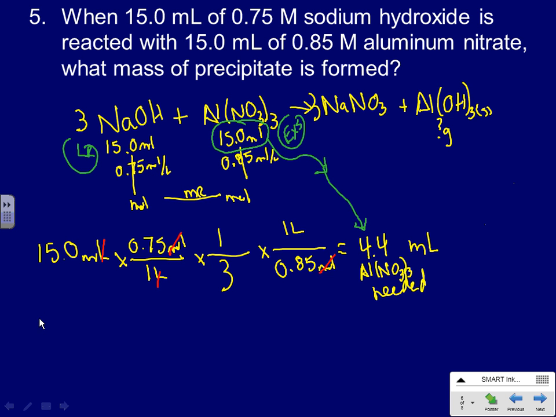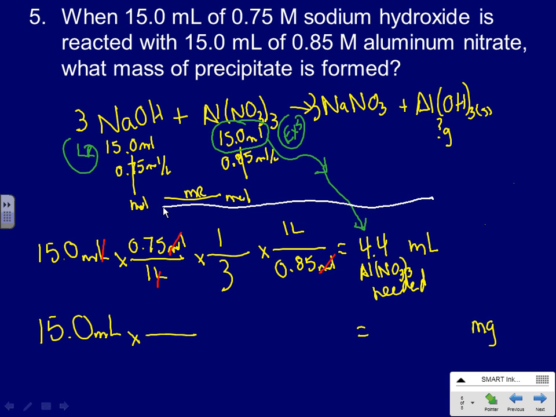If I use 15 milliliters as my starting number, what's my mass going to be at the end? Yeah, it'll be in milligrams. Well, the question doesn't specify what unit to state the number in, so there's nothing wrong with that. By the way, my new map, I'll use a different color, starts with the limiting reagent and works its way all the way across here.